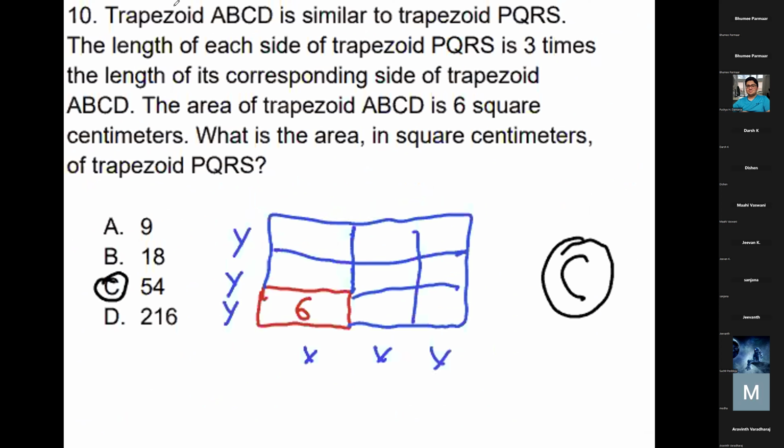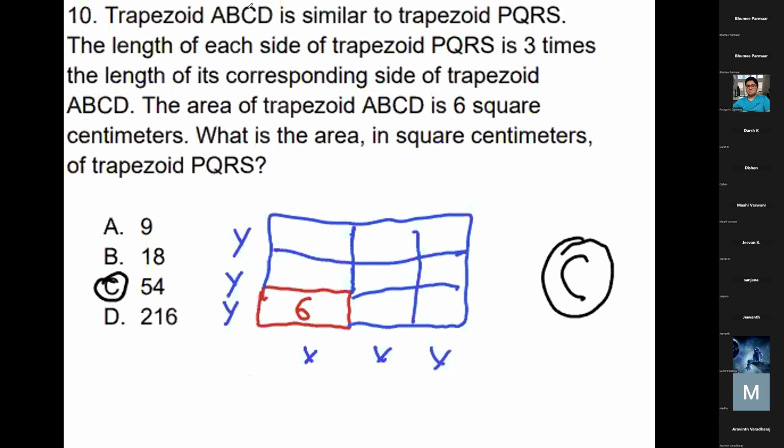Okay, so basically, we have trapezoid ABCD, this red trapezoid, and then we have another trapezoid PQRS, which is this entire blue trapezoid. Keep in mind, a trapezoid can technically be a rectangle, because you have something called a right trapezoid, and a rectangle is just a trapezoid where both sides are right. It kind of depends on the definition of a trapezoid, but this is an easier way to think about it.